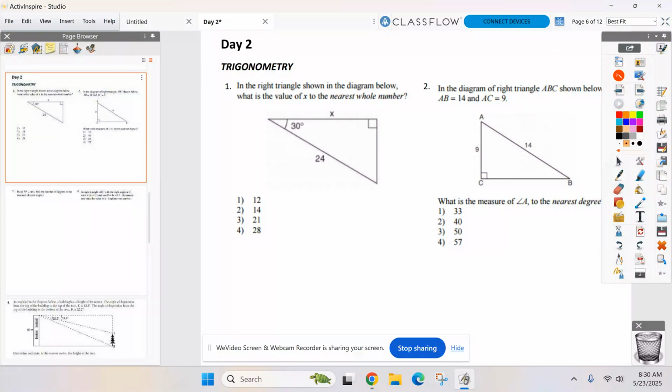But that board won't be down in Gym B, obviously. So if you're going to use SOHCAHTOA, make sure you know how to spell it. All right, by that Wednesday.